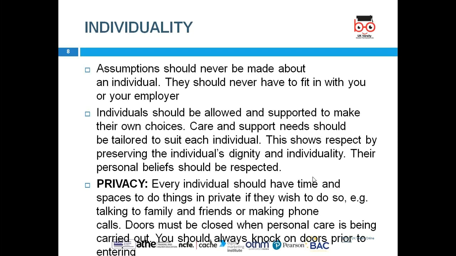So privacy, every individual should have time and spaces to do things in private if they wish to do so, such as talking to family, friends, phone calls, going to the bathroom, showering. Even if they do need help, then having them in a private, enclosed space with just the carer and the person themselves. So you're not on view to everyone.